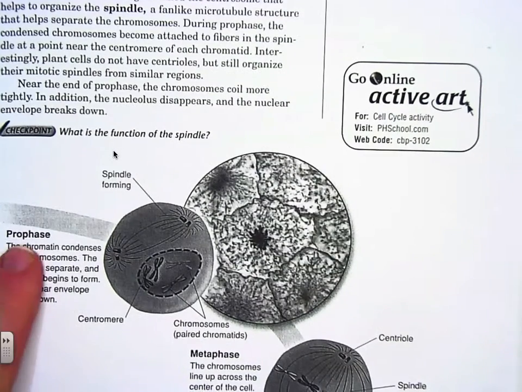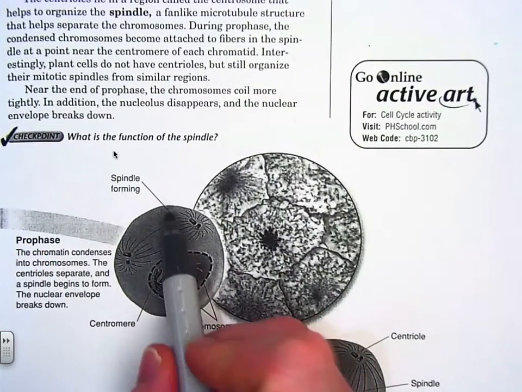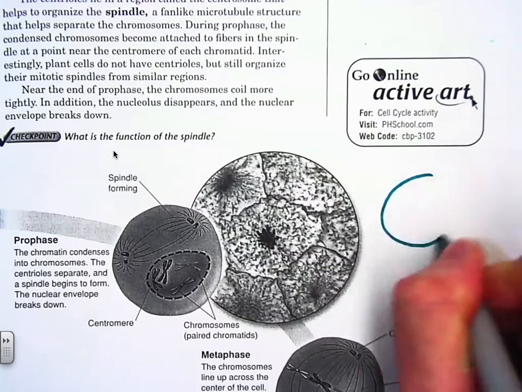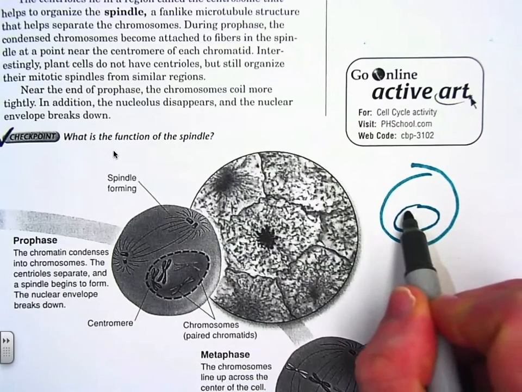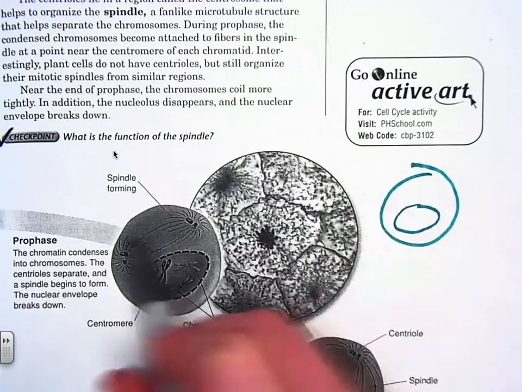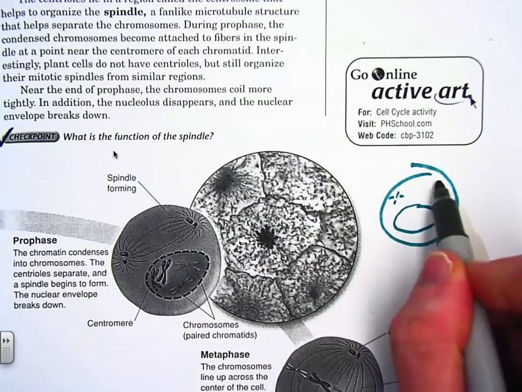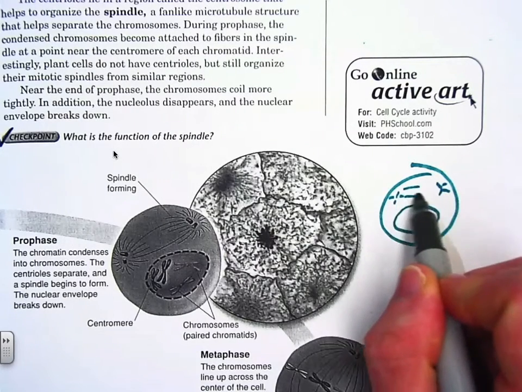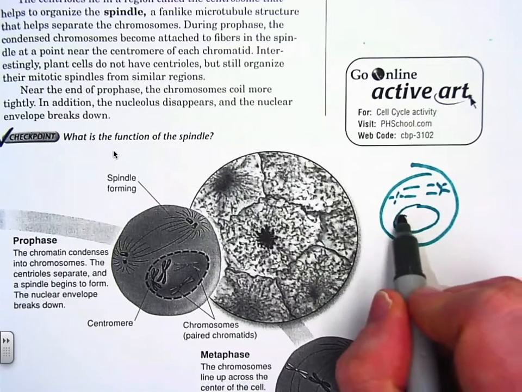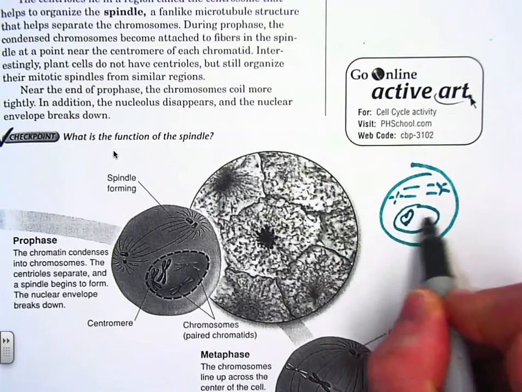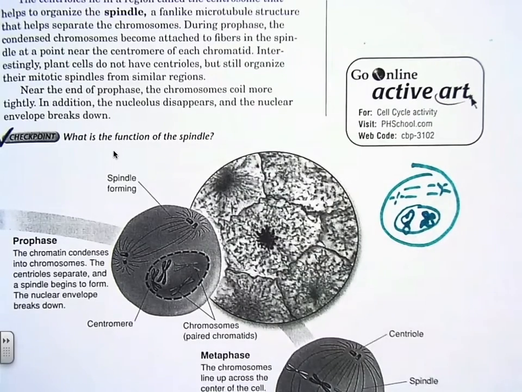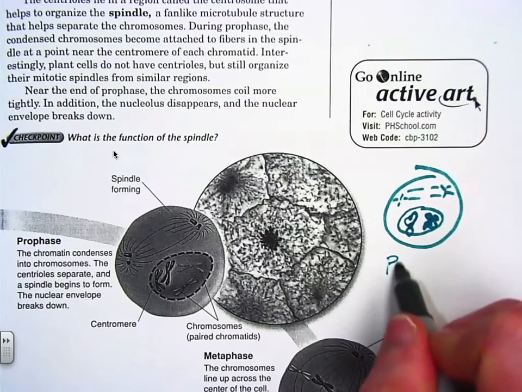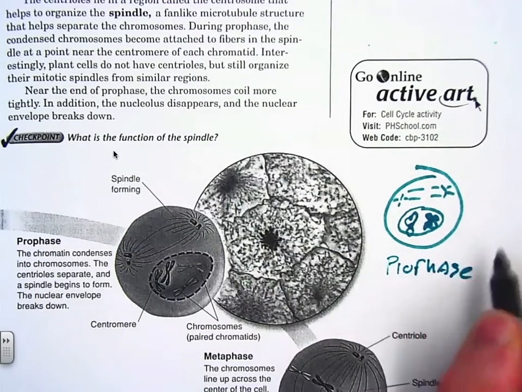I want you to know what happens in prophase. You might want to write in your notes, just draw a circle, just like you see here. And if you can, draw a little nucleus and just draw this little picture here and see if you can get it. Okay, my art obviously isn't very good, but I'd like you to know what this is, prophase. Okay, let's keep going.